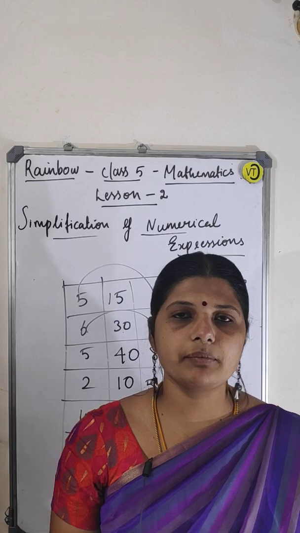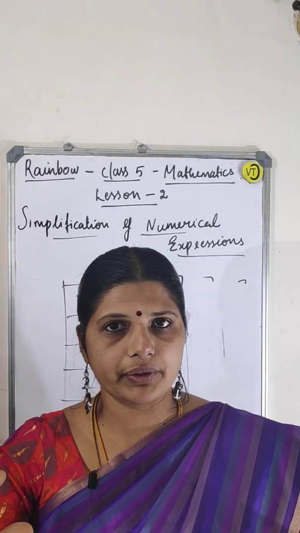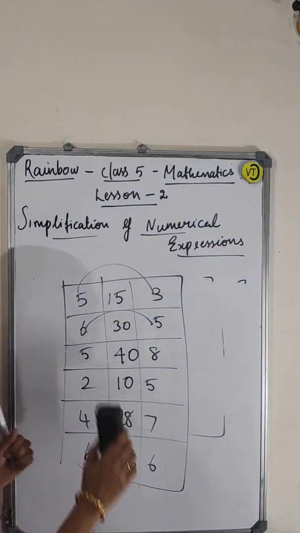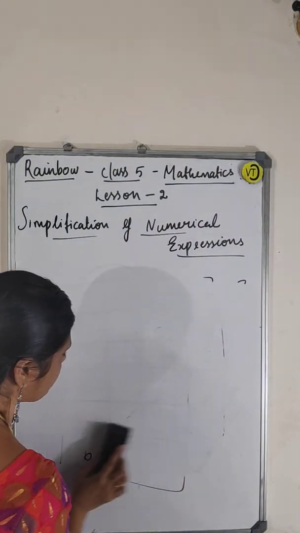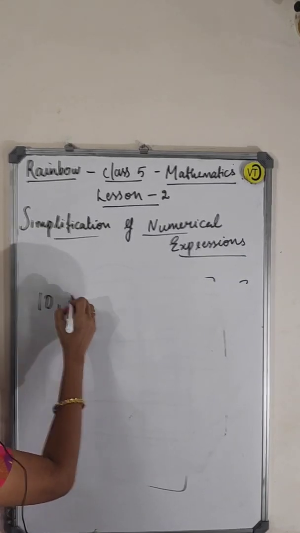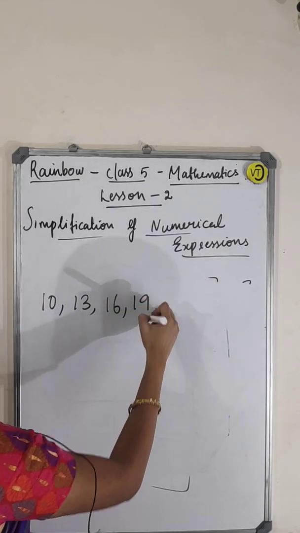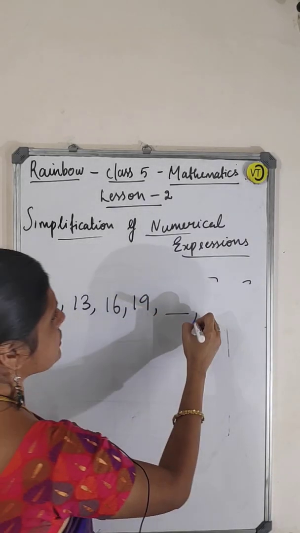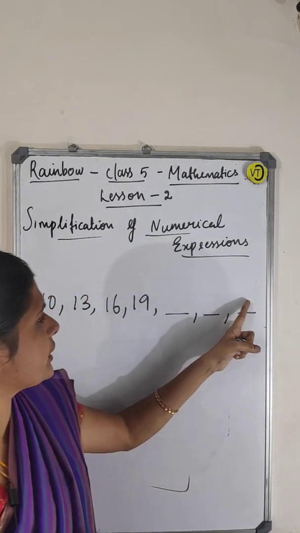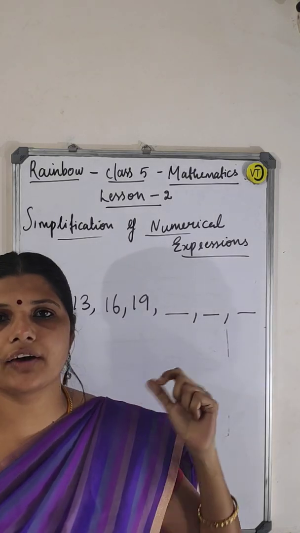Now last thing I am going to give, that number series. Okay, some set of numbers they will be giving. Next 3 numbers you are going to fill out now. Now listen carefully. It is 10, 13, 16, 19, dash, dash, dash. So how can you fill these three numbers here? First of all, you see the series, what is the rule they have followed.